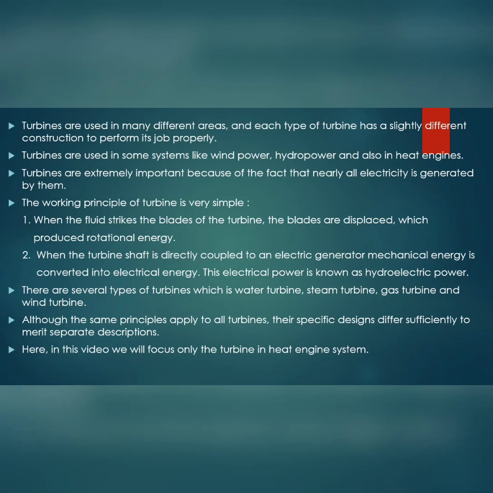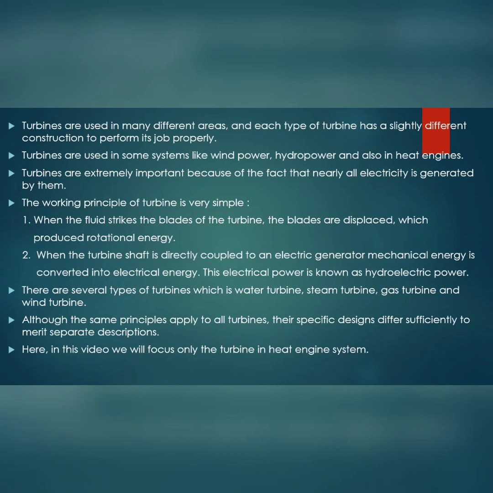The working principle of a turbine is very simple. First, when the fluid strikes the blades of the turbine, the plates are displaced, which produces rotational energy. Second, when the turbine shaft is directly coupled to an electric generator, mechanical energy is converted into electrical energy. This electrical power is known as hydroelectric power.